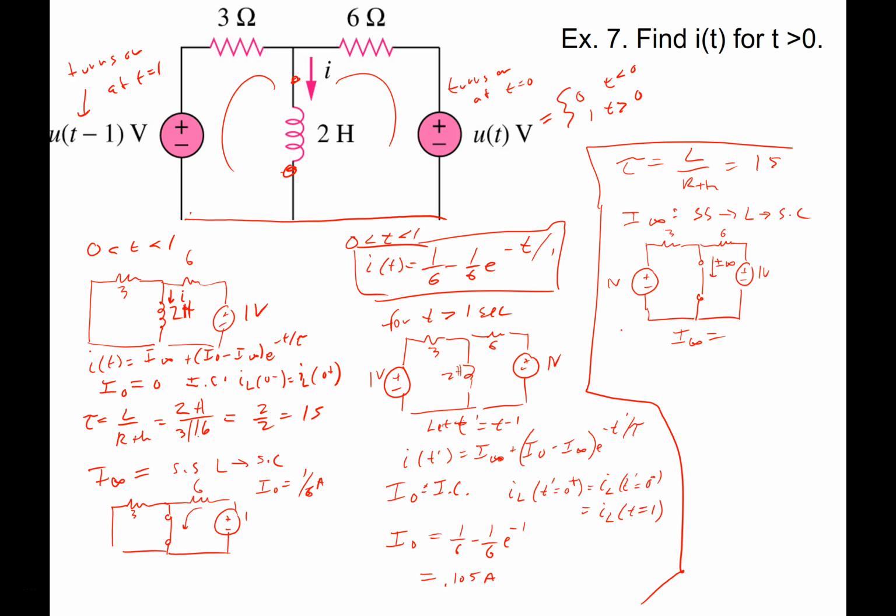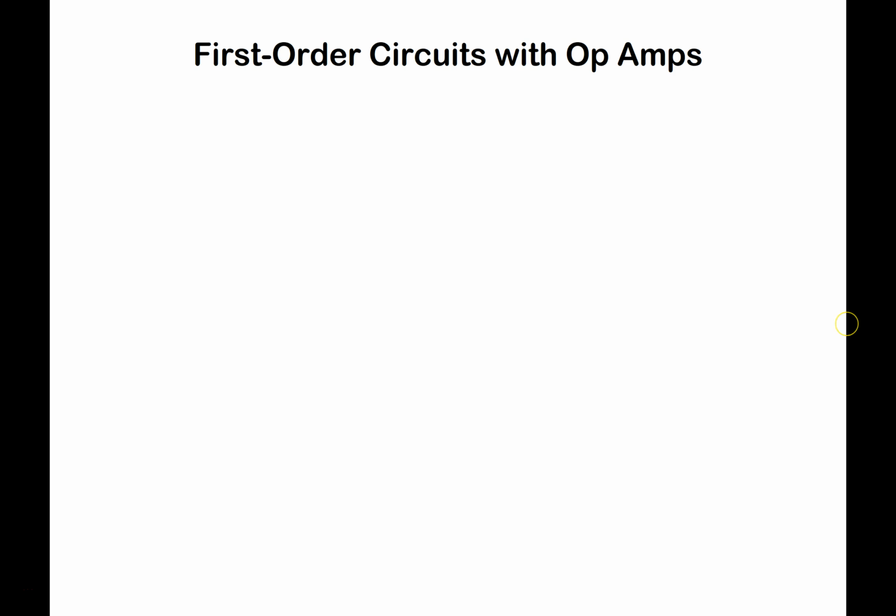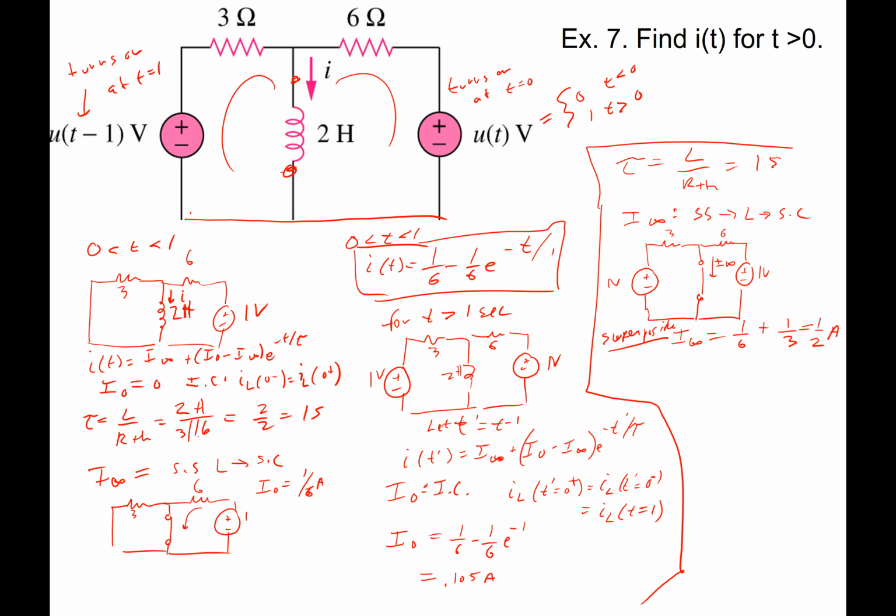Let's just write superposition here, plus whatever the other one is. What do you think the other one's going to be? Also 1/6? No, it's going to be 1/3. You turn off the other source, then the inductor's shorting out the right source, or the 6 ohm resistor, and then it's just the 1 volt over 3 ohms, right? So it's 1/6 plus 1/3, and that equals a half an amp.